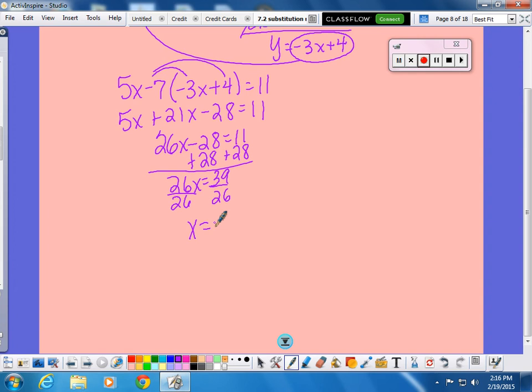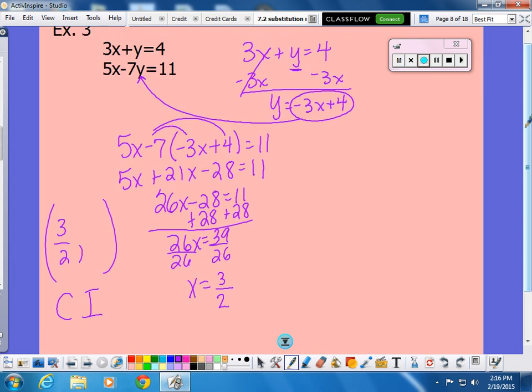39 over 26, 13 will go into 39 3 times, 13 will go into 26 2 times. And so I have a consistent independent system where x is 1.5, or 3/2. Now, what would be the best place to plug that 3/2 or that 1.5 in to find y? Would you plug it in here, or here for x, or over here? Right here would be the easiest, wouldn't it? Any of them would work, because y is already isolated right by itself.